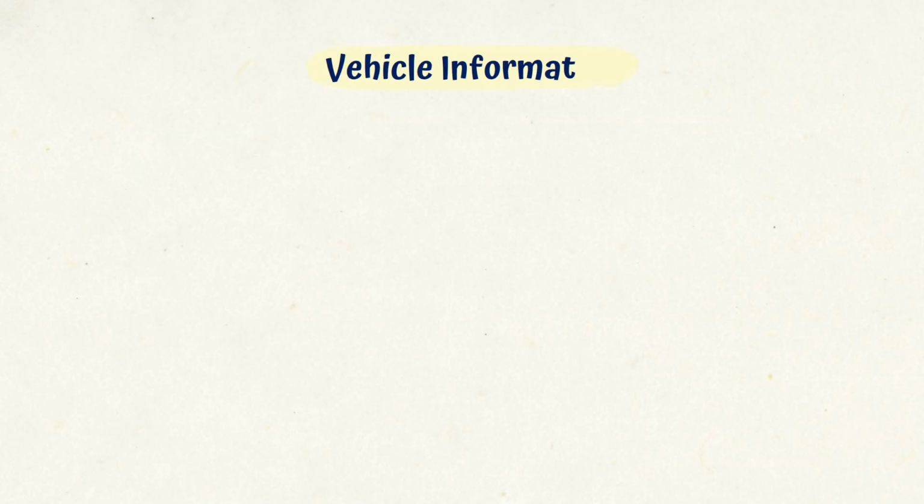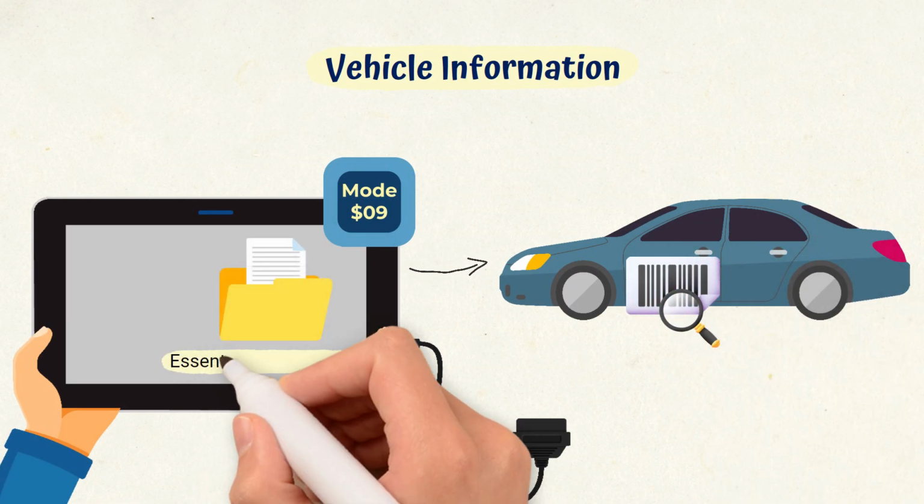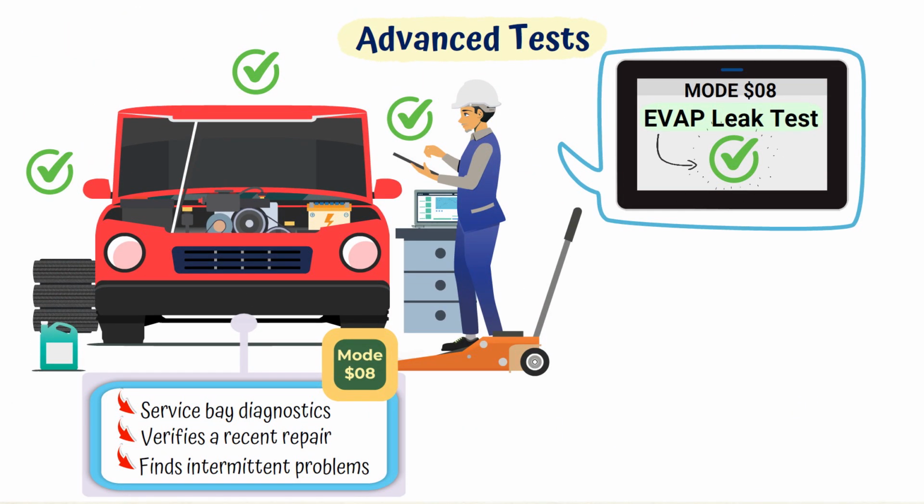Fourth, Vehicle Information, Mode 9. Finally, always use Mode 9 to retrieve essential vehicle information to ensure you are working with the correct data for the specific vehicle. And there you have it, a complete overview of the 10 OBD II modes.